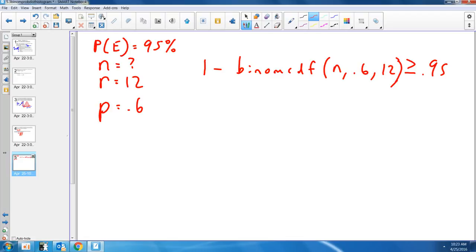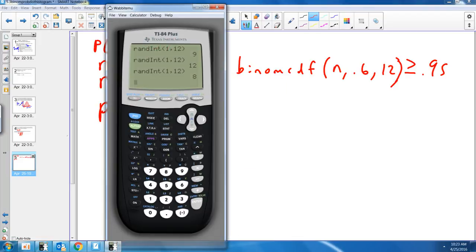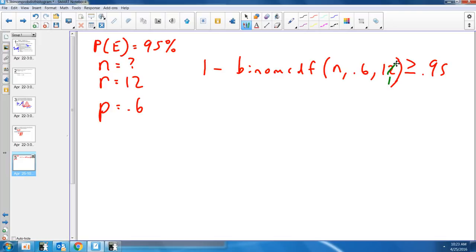Well, how do I do this on the calculator? The way I do this on the calculator is going to be trial and error, because there isn't a way that it can just solve for that. I made a mistake here. This should be 11, because we said that he has to make at least 12, which means I'm subtracting off 0 to 11, right? 0, 1, 2, 3, all the way to 11. 12 is what we want.